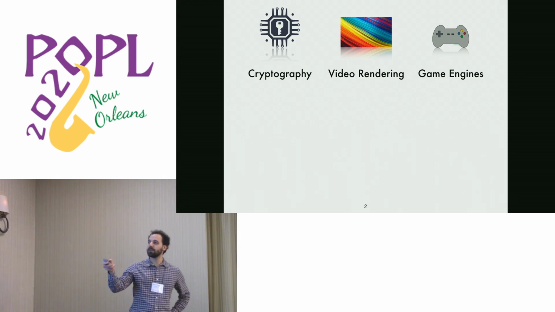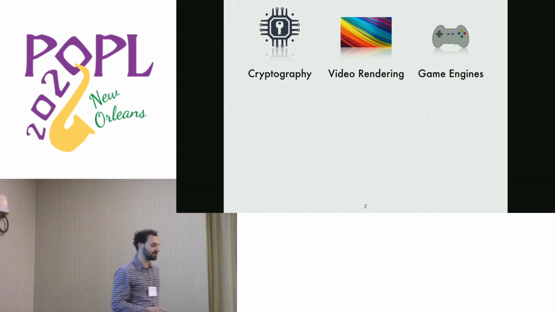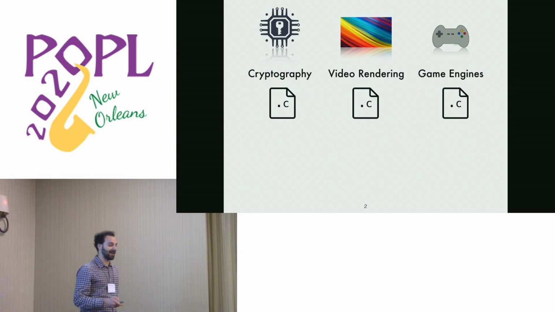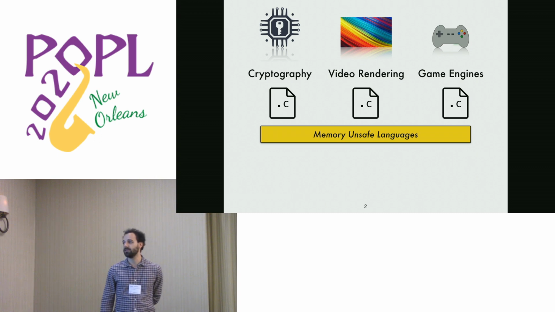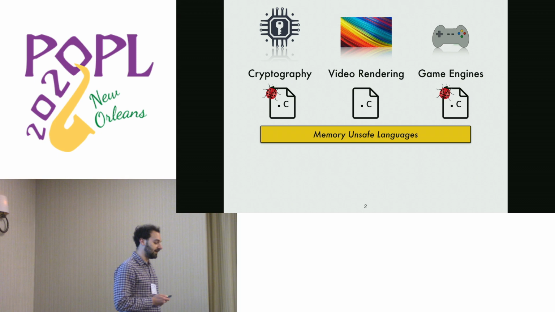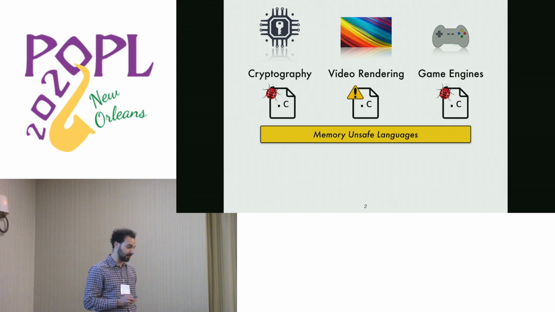So I'm going to start my talk with a question. We have cryptographic code, video rendering, and game engines. What do they have in common? Need for speed. Yes, they do, and that's why they're all implemented in low-level languages. They're all implemented in C and C++, and these, as you know, are memory unsafe languages. And as a result, these programs may have bugs that lead to security vulnerabilities.